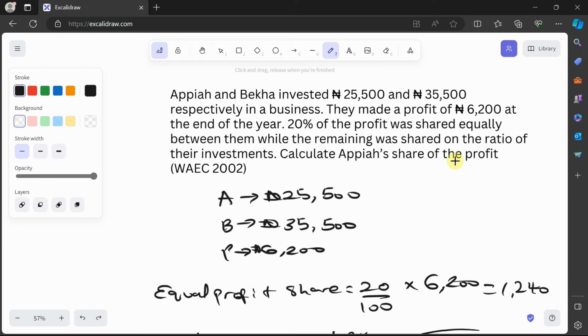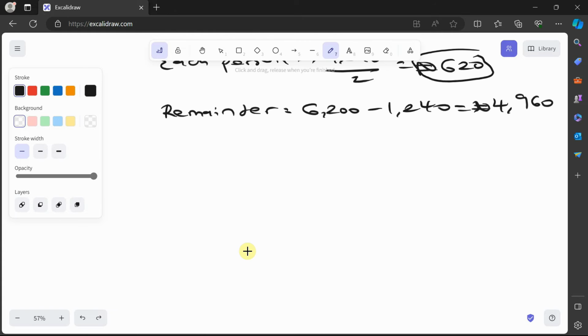Calculate Appiah's share of the profits. So what was the total amount of investments first? That would be 25,500 plus 35,500. If you press that on your calculator, what would that give you? That will give you 61,000. So that means that the total investment is 61,000 naira.